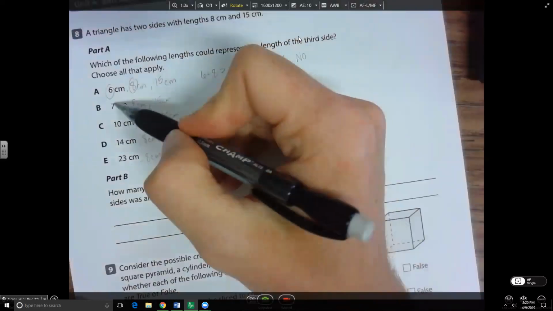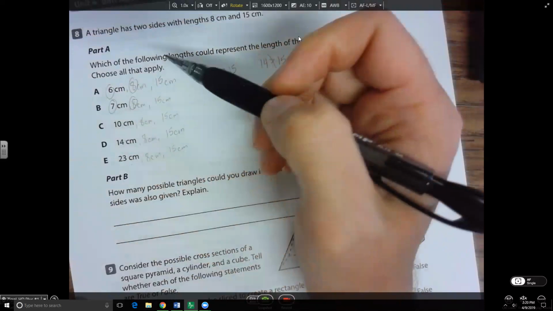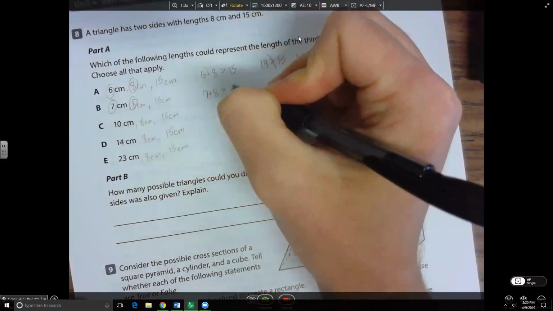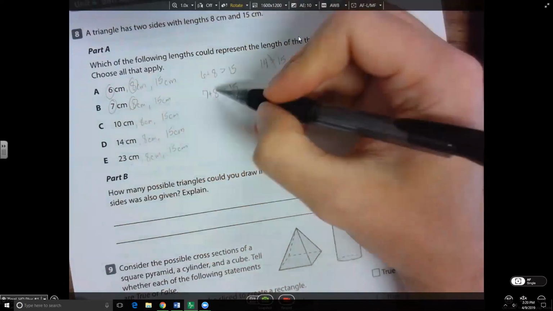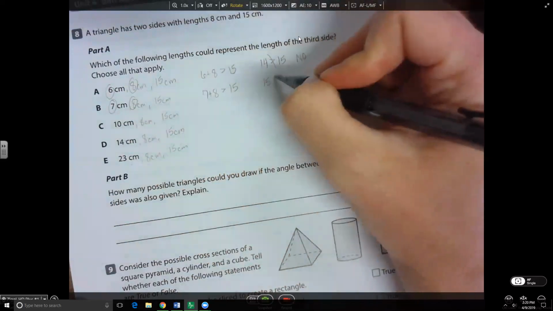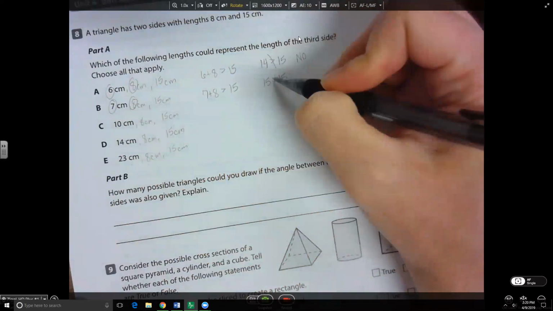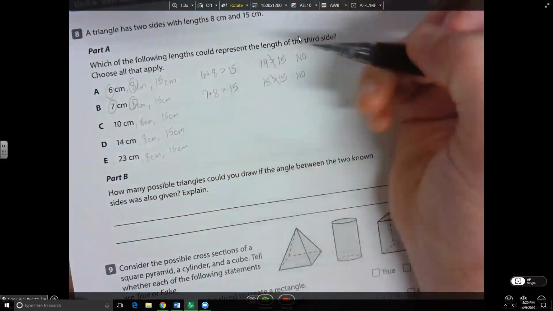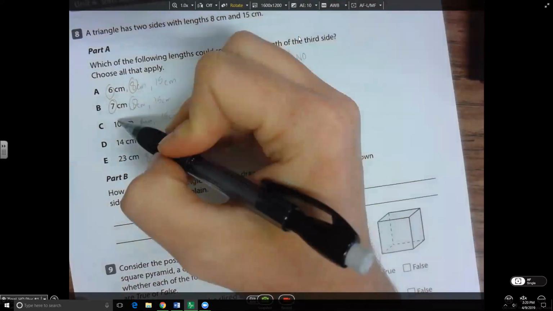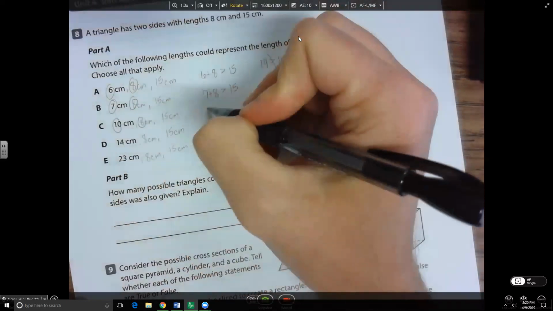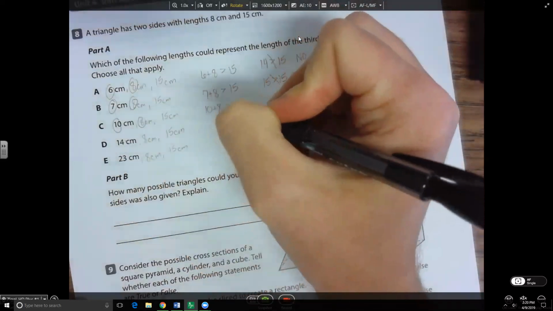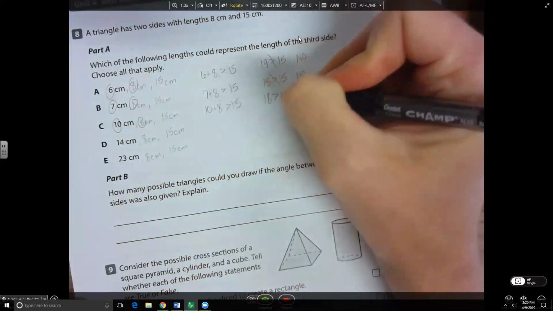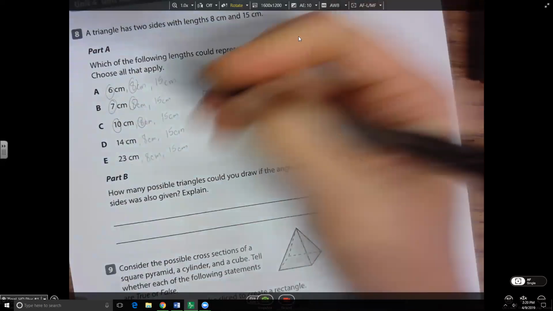Circle your two smallest numbers and add them together, and see if they're greater than your greatest side. If you come across one that's equal, it still doesn't work, because one has to be greater than the other. So in this one, it'd be 10 and 8. 10 plus 8 is 18. 18 is greater than 15. So this would be a triangle.